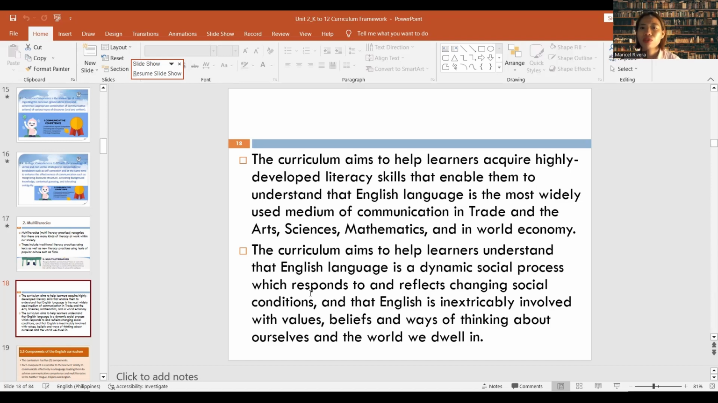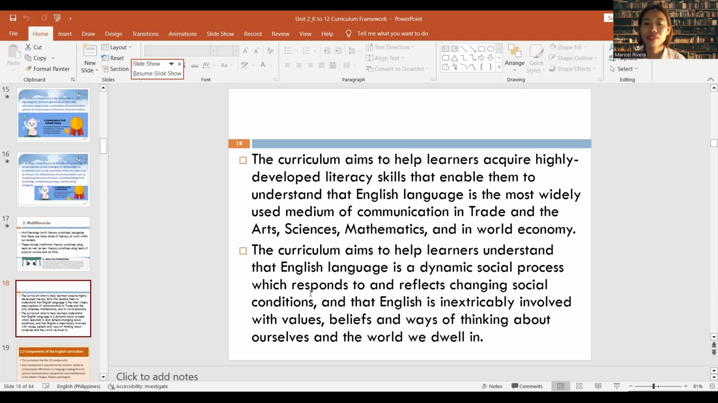So it aims to help learners acquire highly developed literacy skills that would aid them to understand the English language that is used, of course, in different disciplines as well. The curriculum aims to help learners understand that the English language is a dynamic social process which responds to and reflects changing social conditions, and that English is inextricably involved with values, beliefs, and ways of thinking about ourselves and the world we dwell in. So it's all about how we understand the English language and how we use it.